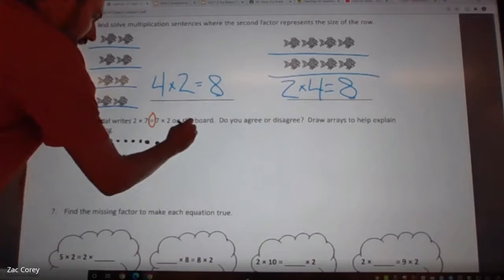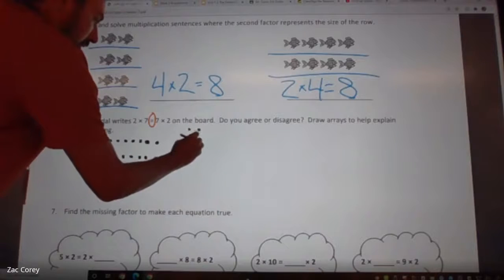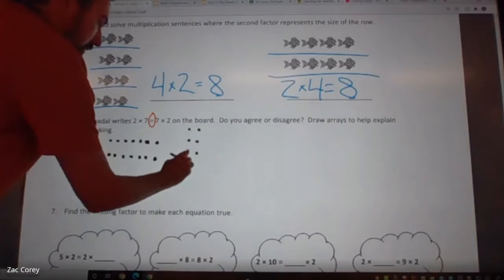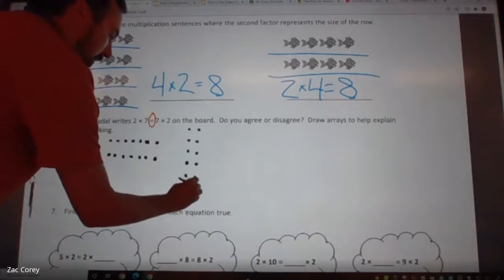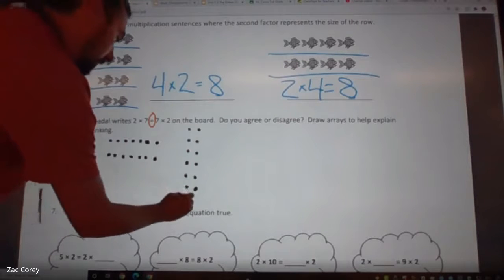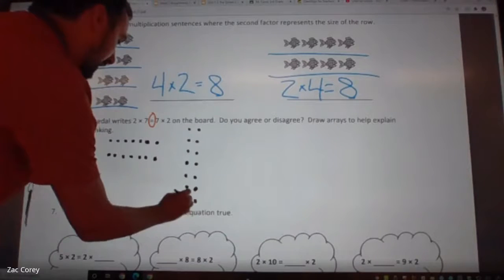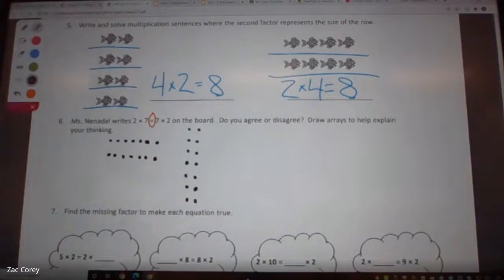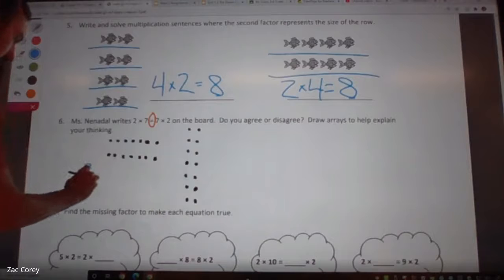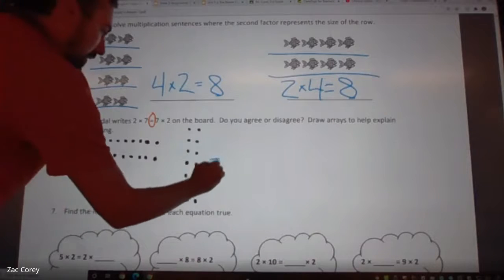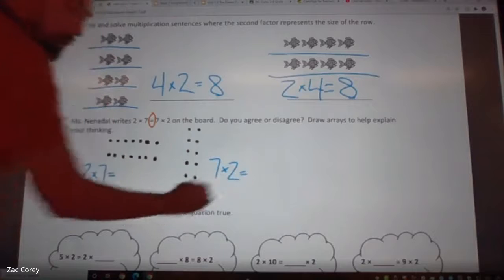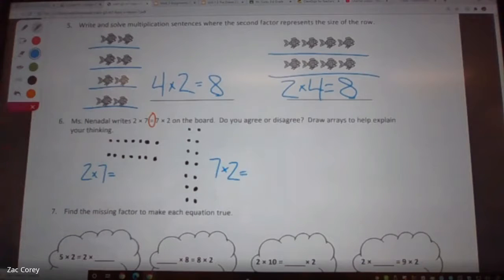Okay, so we have an array 2, 2, 2, 2, 2, 2. Doing this 7 times. One more. All right, so let's see if these are the same. Okay. So on this one, this represents 2 times 7. And this one represents 7 times 2.